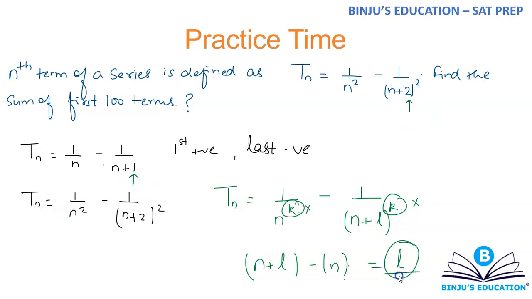So whatever this number is, these many positive terms and these many negative terms you will be left with. So in the first case, n plus 1 minus n is 1. So you have the first positive and last negative. It's n plus 2 minus n, so that's 2. So first two positives and last two negatives.